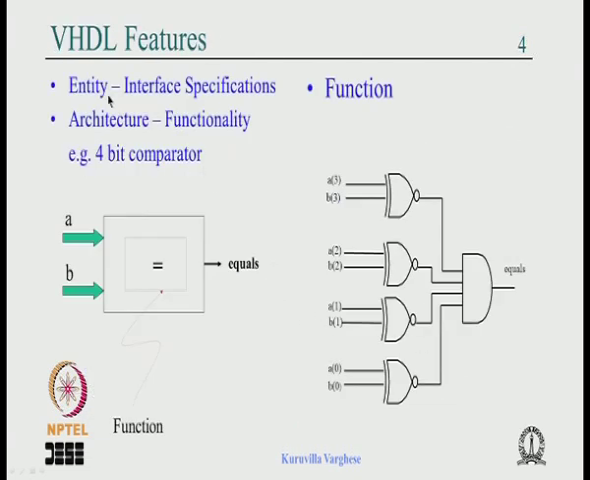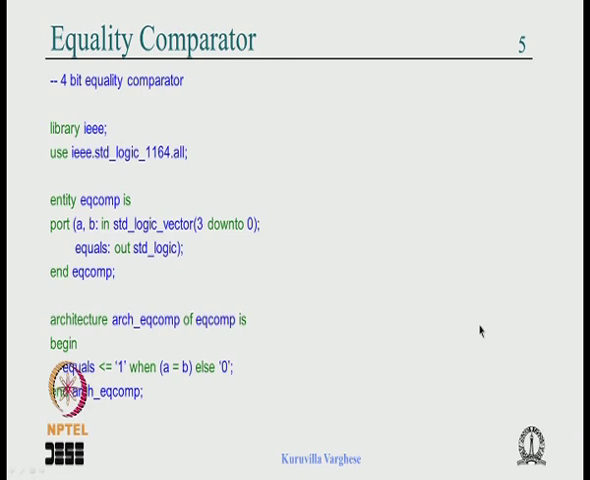Basically, the description of a component in VHDL has two parts. One is the entity, which is basically the name of the block, inputs, outputs, the direction of it, whether in or out, and the data type. The architecture is the functionality in terms of the input and output. We have taken an example of a 4-bit equality comparator. We know the circuit, 4 XNOR gates and an AND gate, and we have seen an example code.